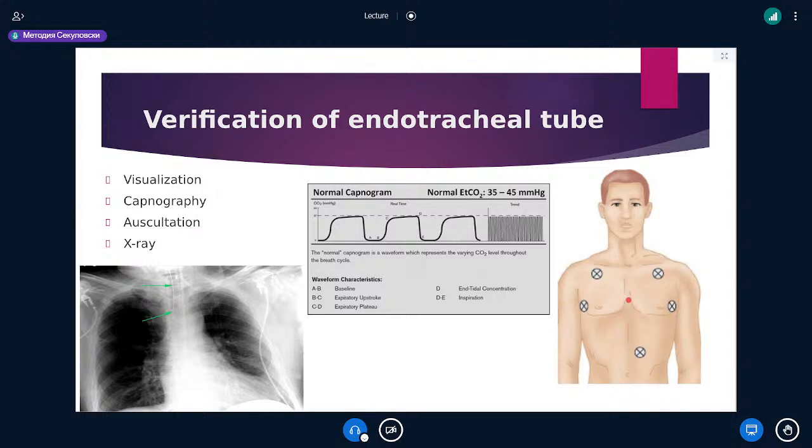After that comes auscultation. You must auscultate the left side and the right side. And if you put maybe 30 centimeters of the endotracheal tube into the trachea, you don't have breathing on the left side, you have only the right side. Why, students? Why, if you put the endotracheal tube 30 centimeters inside the trachea, don't we have breathing on the left side, only on the right side? What do you think?